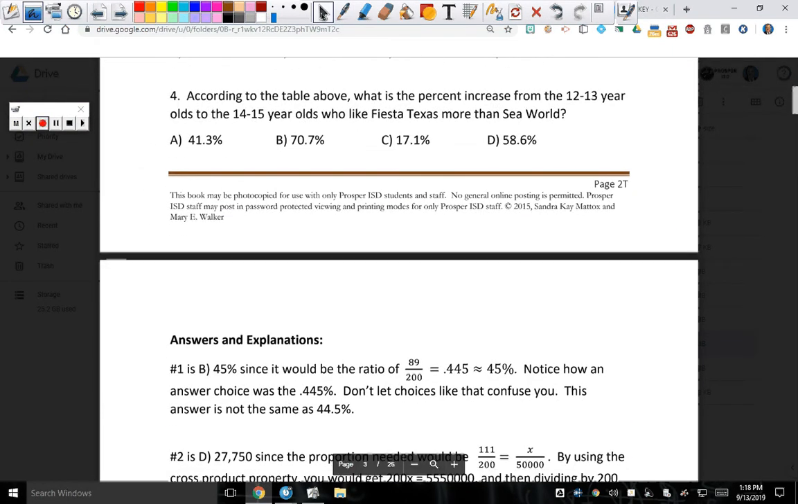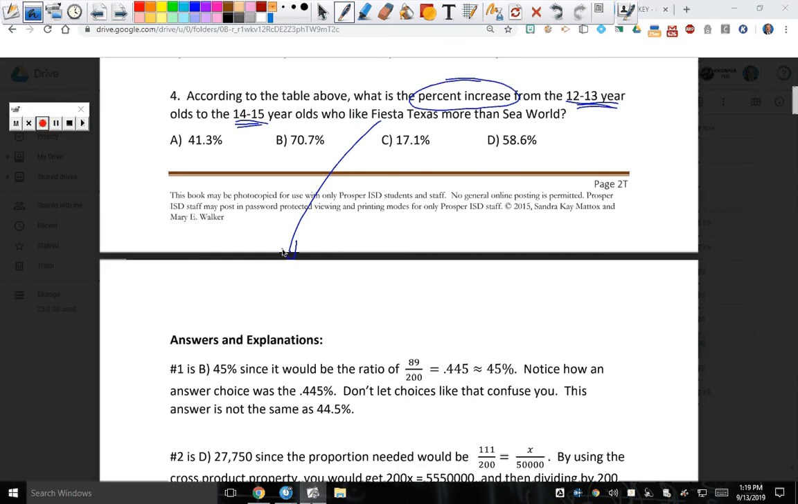Let's do this one. According to the table, what is the percent increase? This is huge. From 12 to 13-year-olds to 14 to 15-year-olds, we'll go with Matthew, who like Fiesta, Texas more than SeaWorld. What numbers am I looking at, Matthew? Fiesta, Texas. The 12 to 13-year-olds. Help them out, guys. What number would that one be? Say again? 46. And what is the other number going to be?